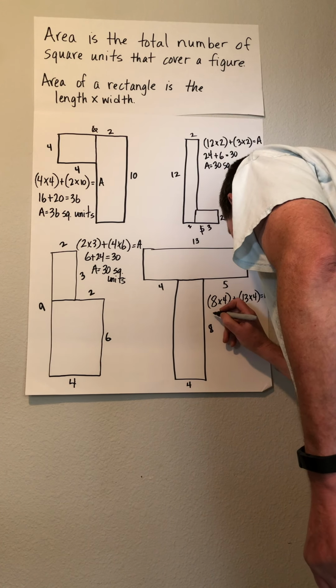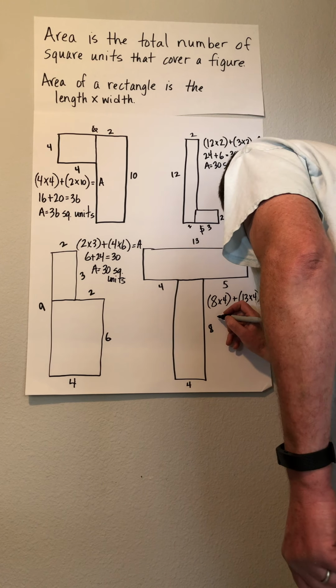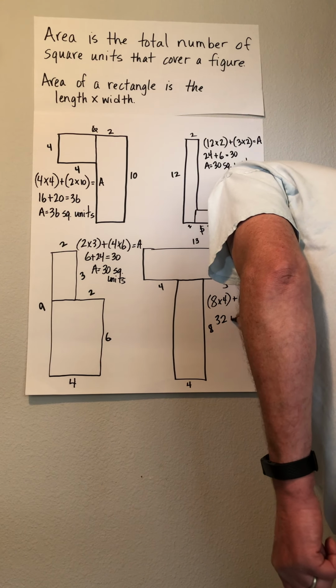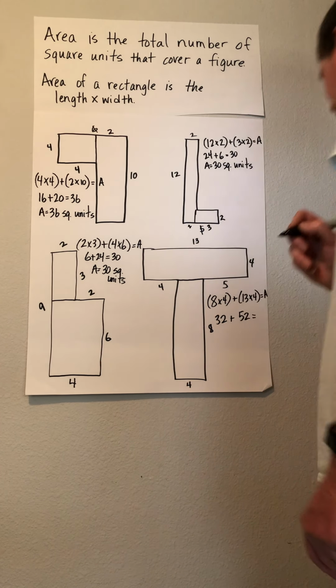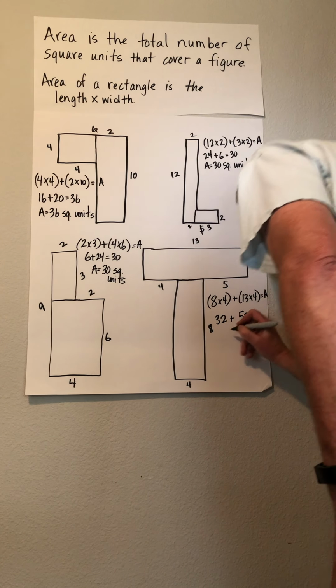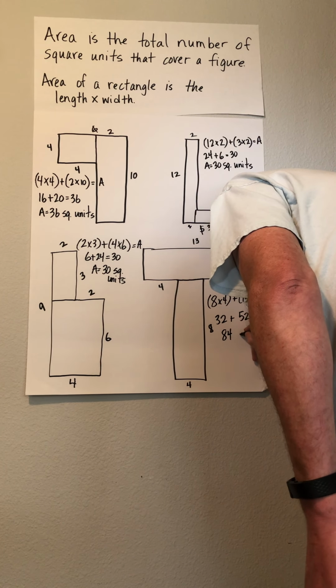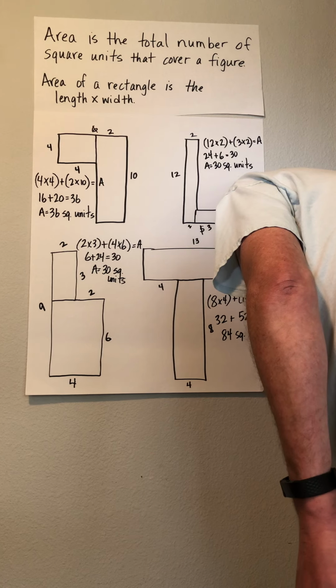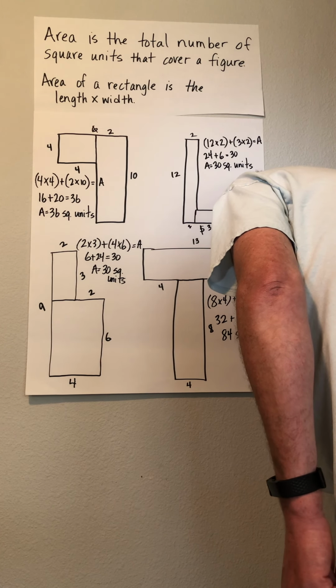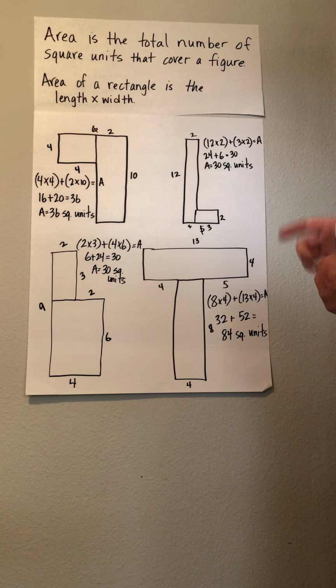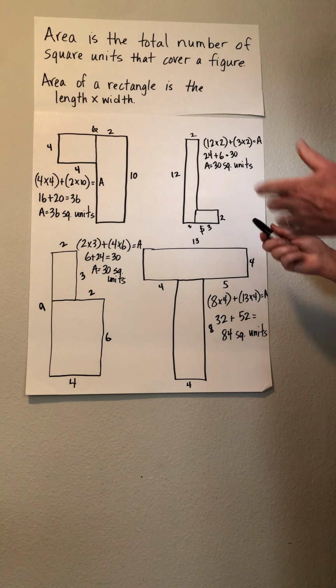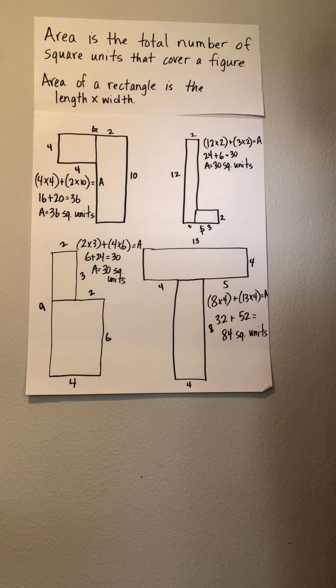8 times 4 is, what is 8 times 4? 32. So 32 plus 52 is 84 square units. So, there you go. Area of odd shapes that you can cut into rectangles. I'll see you soon.